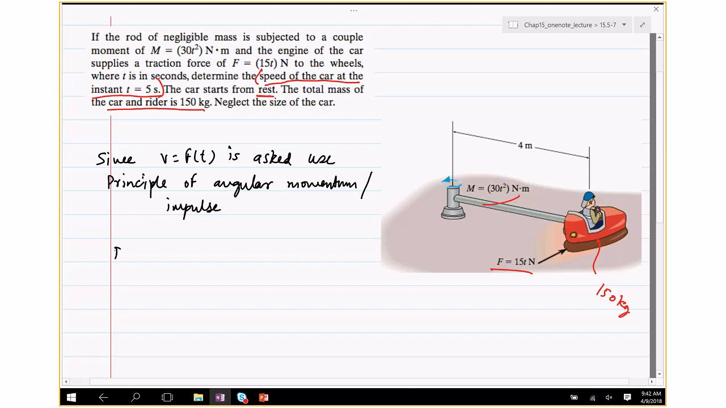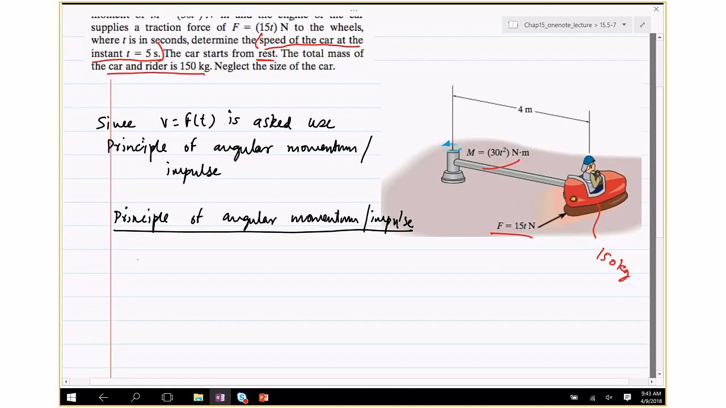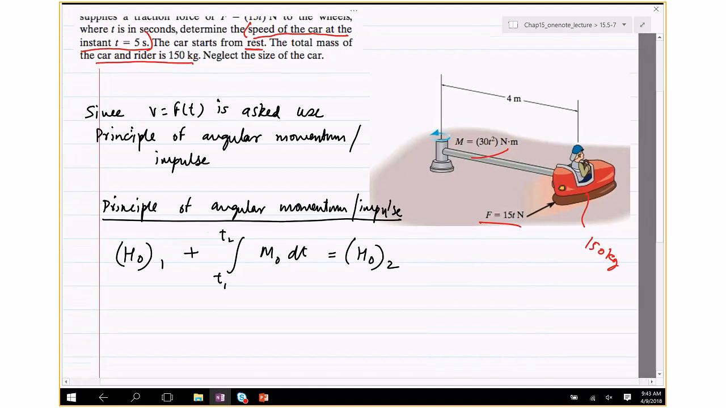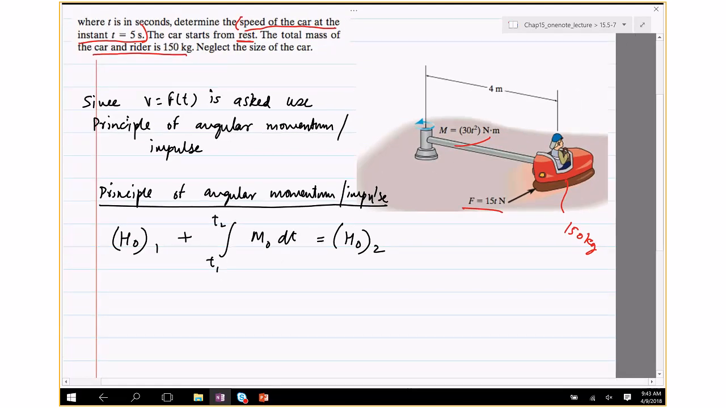Okay, so the principle of angular impulse and momentum, which states that h0 plus the integral from t1 to t2 of M0 dt equals the new momentum. Let me draw a free body diagram, because that will help me to find M0.